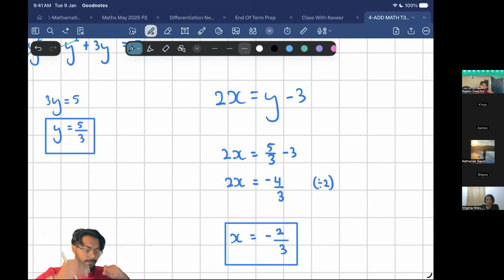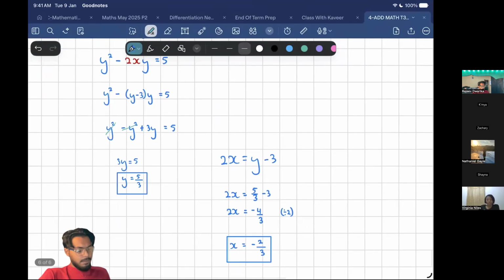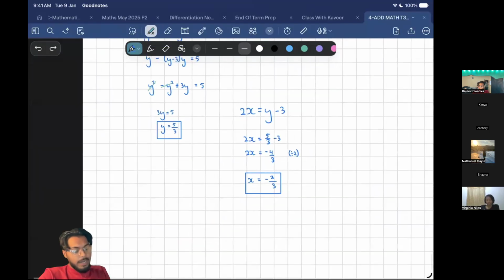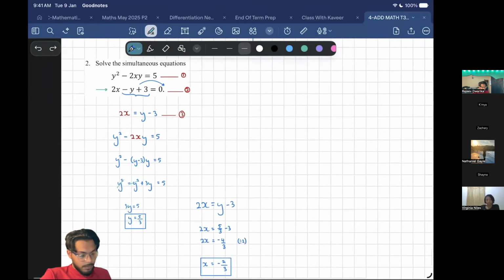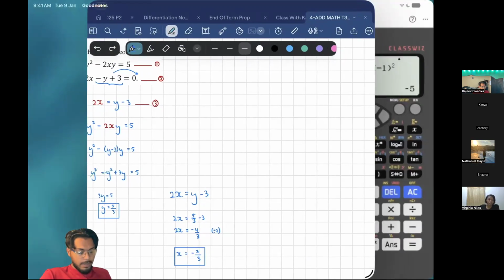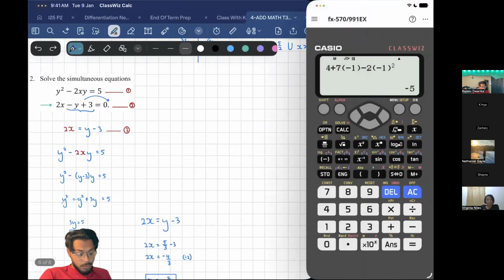Shina, you alright? Yeah. Shina, I wonder if you're alright. Yes, sir. This part confused you. Will you divide by 2? Nope. Alright. Now, of course, if I want to check if my answers are correct, what could I do? Plug it back into the equation. Right. Let me see if the maths is true.